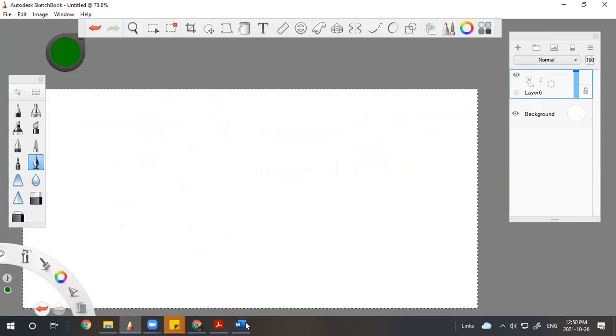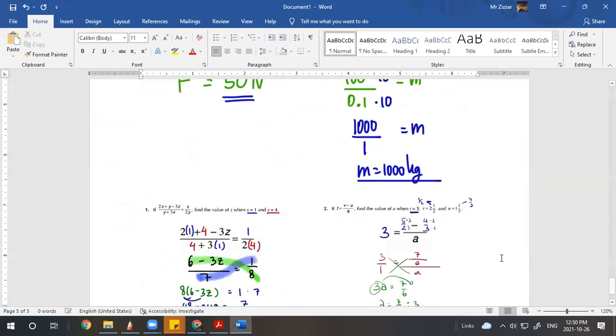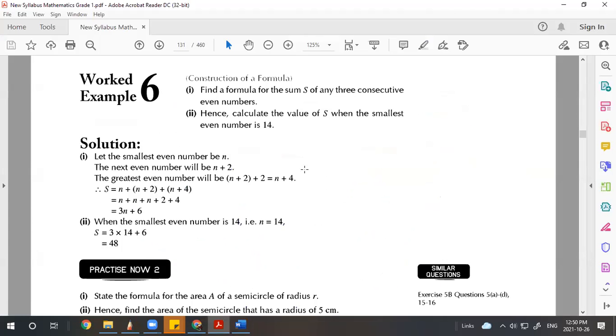See, not really hard. This is easier than 5.1, right? So let's try to do this. Find the formula of the sum of any three consecutive number. So find the formula of the sum of any three consecutive even number.